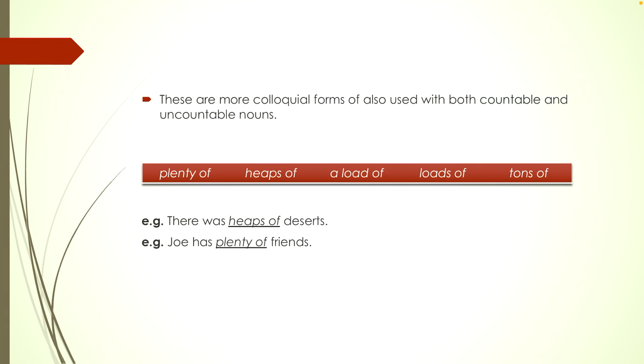These are more colloquial forms of "also" used with both countable and uncountable nouns: plenty of, heaps of, a lot of, lots of, tons of. For example, there was heaps of desserts, or Joe has plenty of friends. In the first sentence, desserts is an uncountable noun, but we can use heaps of with uncountable nouns. And friends is a countable noun, and we can use plenty of with friends because it's countable. These quantifiers can both be used with countable and uncountable nouns.